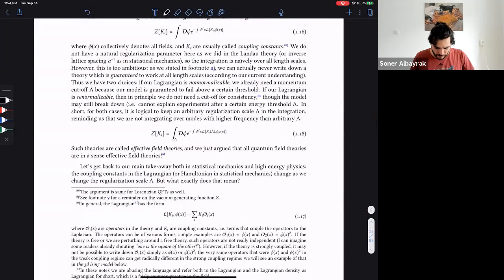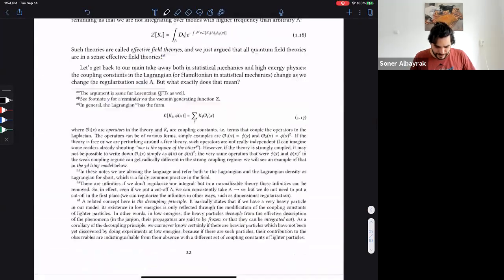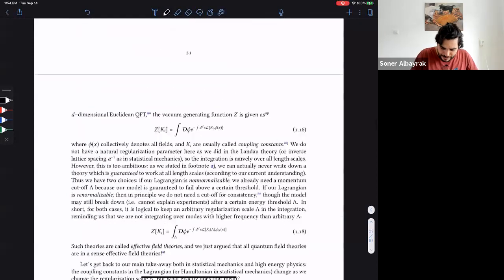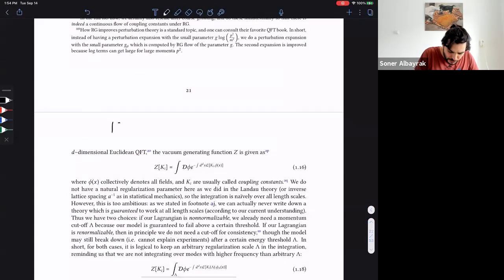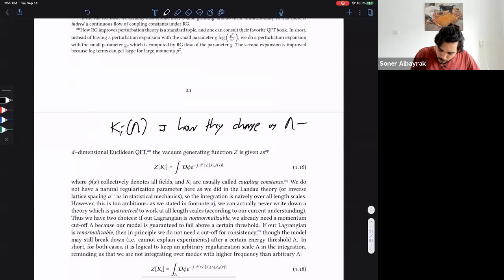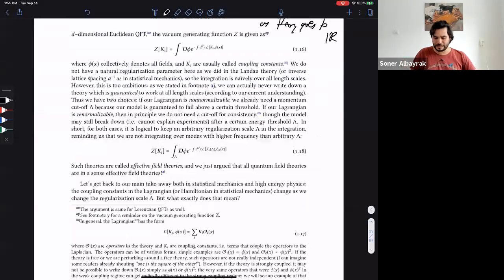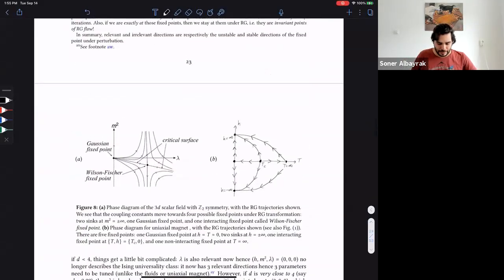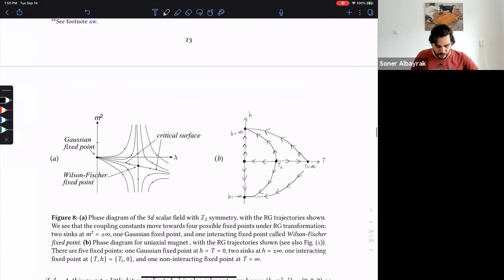Okay, so that's that. We analyzed this, we said the coupling coefficients Ki were functions of lambda, the length, the regularization parameter. We check how they change as lambda goes to infinity, so as the theory goes to IR. This is kind of an important thing, so let me be clear here. Let me just show this.